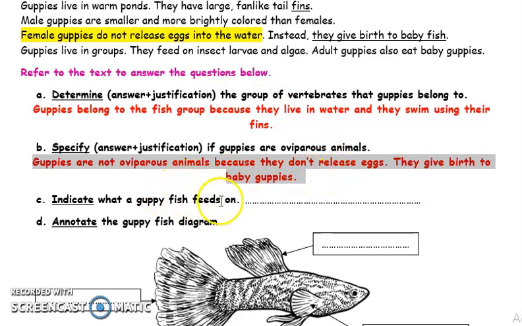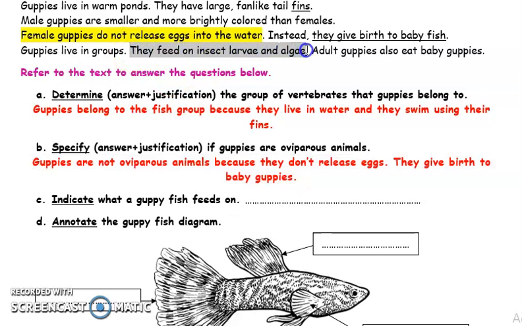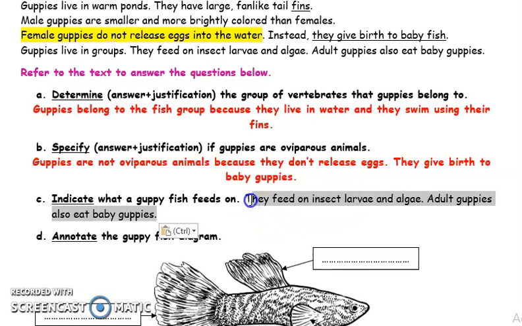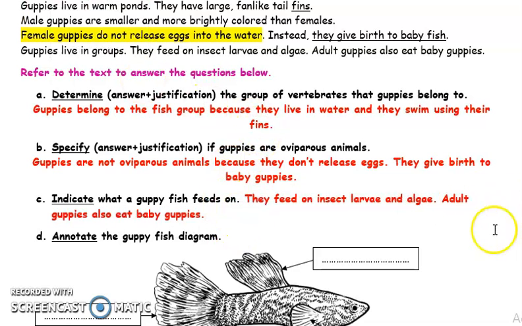What does the guppy fish feed on? They feed on insect larvae and algae. Big guppies eat baby guppies. They eat them themselves. They feed on insects, on algae, small plants, on other guppies.